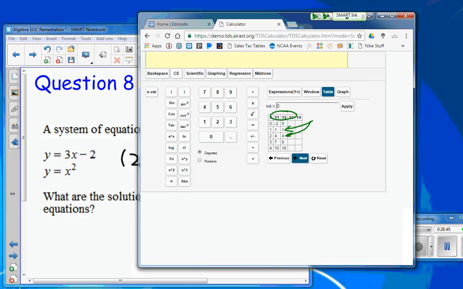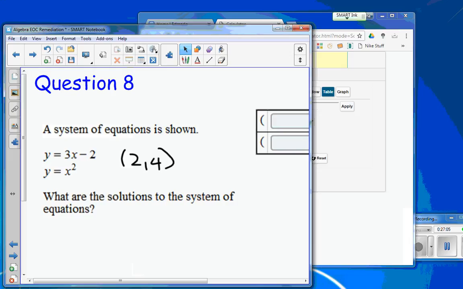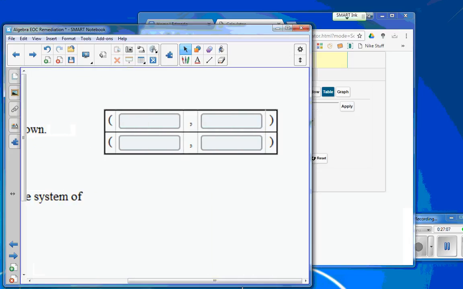They're both the same when x equals 1: the first equation equals 1, and the second equation equals 1. They are both the same when x equals 2: the first equation equals 4, the second equation equals 4. That's how I know where my two solutions are. So we're going to go back over to our answer, and we're going to put in 1, 1, and 2, 4.